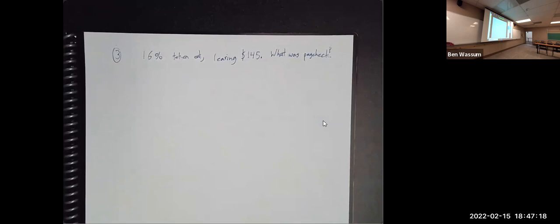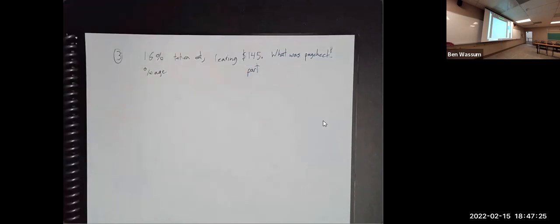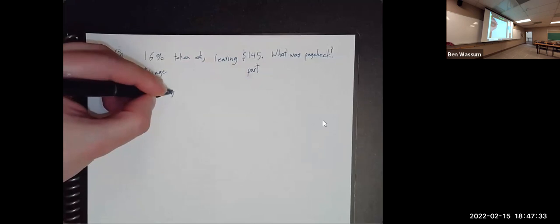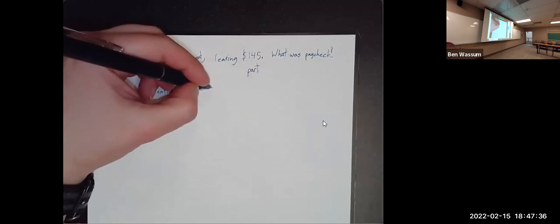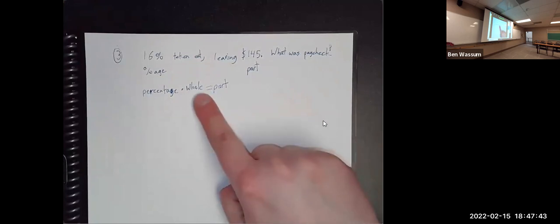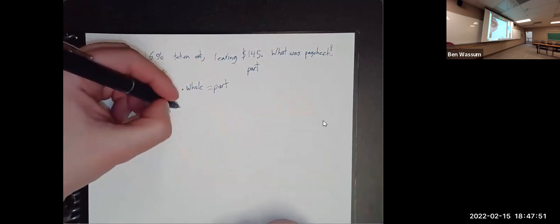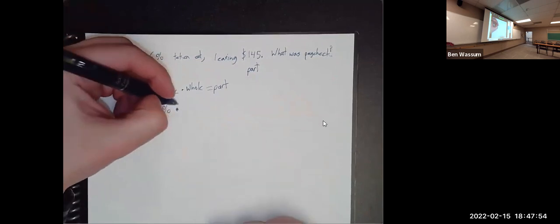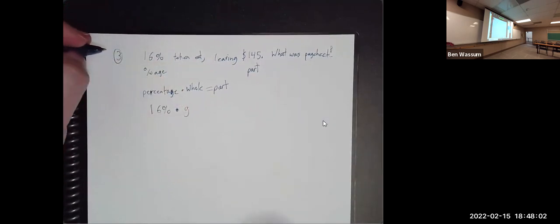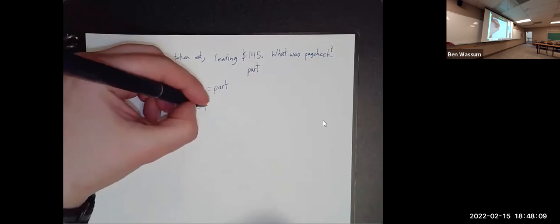You can look at that and say, okay, well, this would be the percentage, obviously, and this would be part of the paycheck. And if I have percentage times the whole is equal to the part, the only piece I'm missing is what was the whole? What did we start with? Well, let's slowly fill in the pieces we have. We have 16% of something. We don't know what. It was our paycheck, our gross. I'm just going to use a G. Doesn't matter what variable you use. I'm using G for the gross value. And it's going to equal the part, 145.